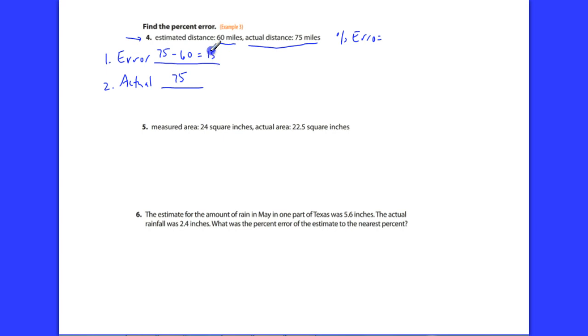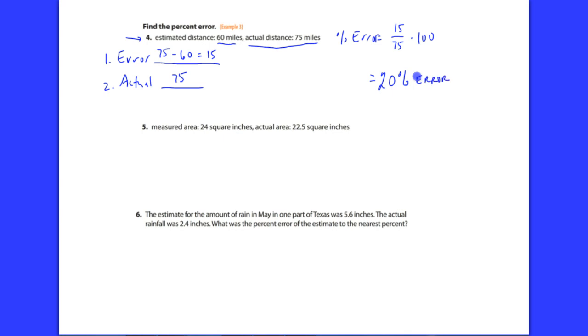we take this error, which is 15, so error equals 15 divided by the actual distance, which is 75. And then we multiply that times 100. So you stick 15 divided by 75, multiply that times 100. That comes out to be 20% error.